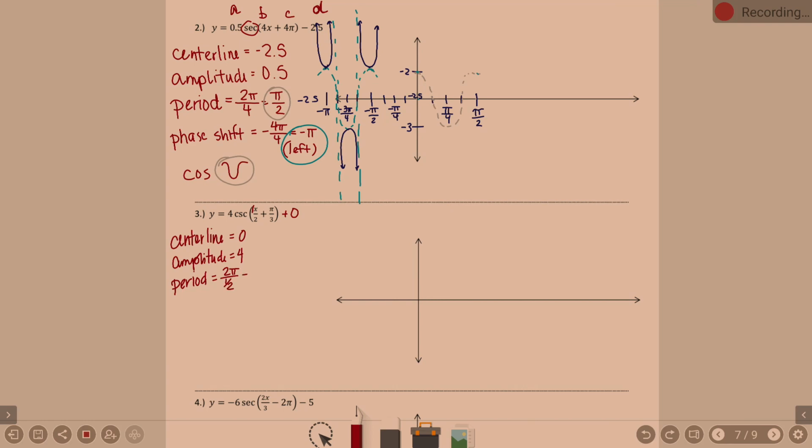I think we just did this the other day, didn't we? 2 pi divided by 1/2. Keep change flip. 2 pi times 2 over 1 is 4 pi. I hope you guys can read that if you need to. I just realized I was writing really small there.